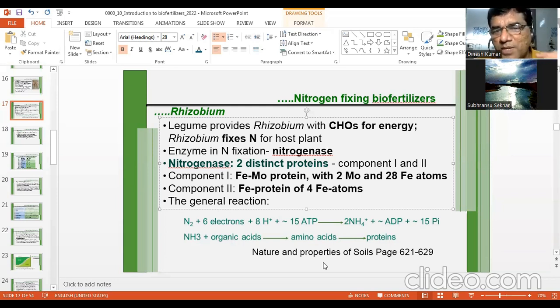I'm not going into much detail of Rhizobium infection, the growth of Rhizobium and so on. That you can read from the book, the different processes in this and how nitrogen fixation is estimated. What are the methods to estimate the rate of nitrogen fixation? So you can consult some books if you have interest.